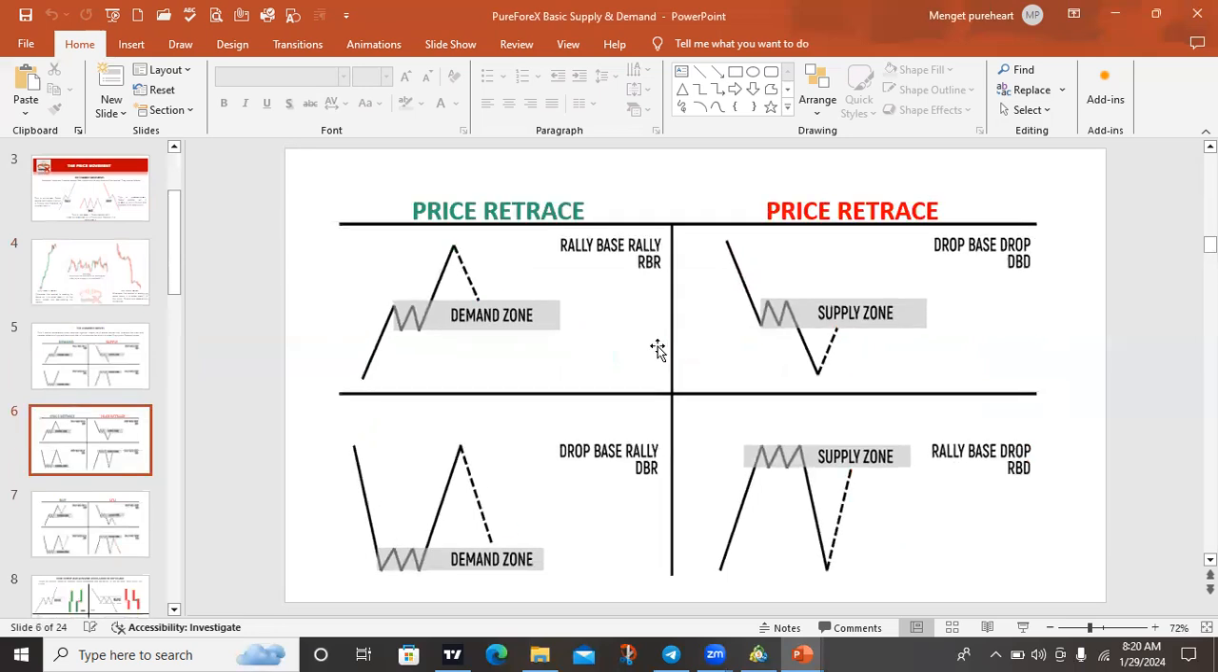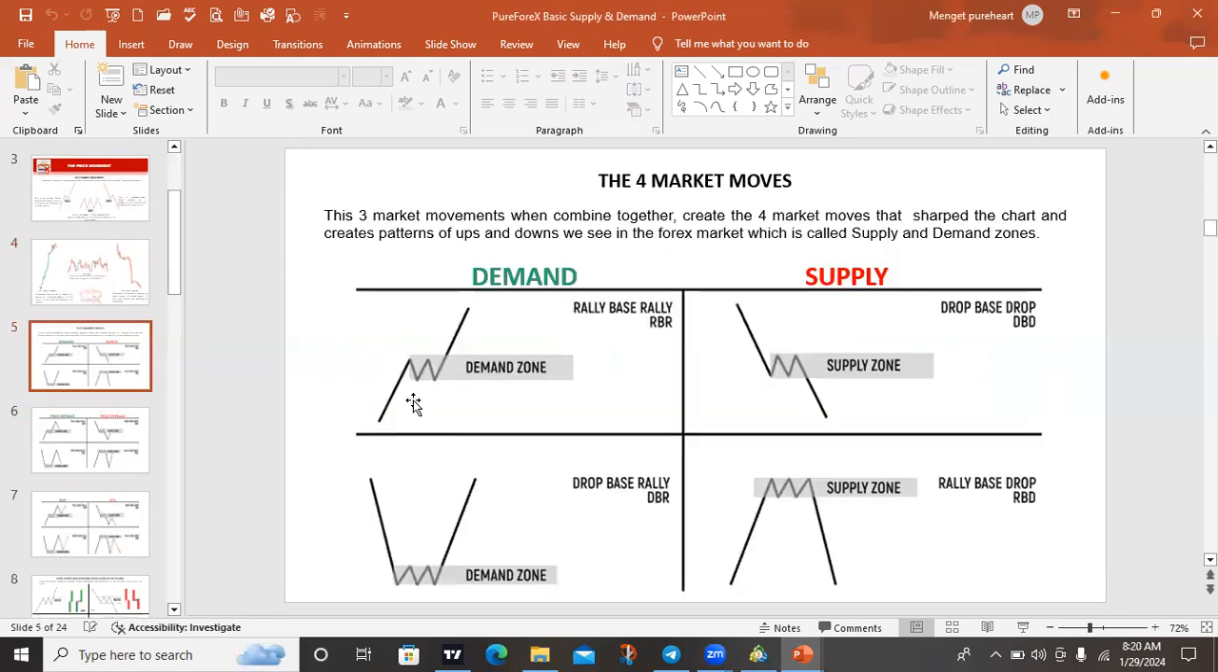So now let's continue. Let's move to the next page. This next page is talking about the four market movements. First of all, we talked about the three market movements. Now we are talking about the four market movements. The three market movements we talked about are the rally, the base, and the drop. Now look at this statement. These three market movements, when combined together, create another four market moves that shape the chart and create patterns of ups and downs we see in the Forex chart, which we call supply and demand zones. So let me open this guy.